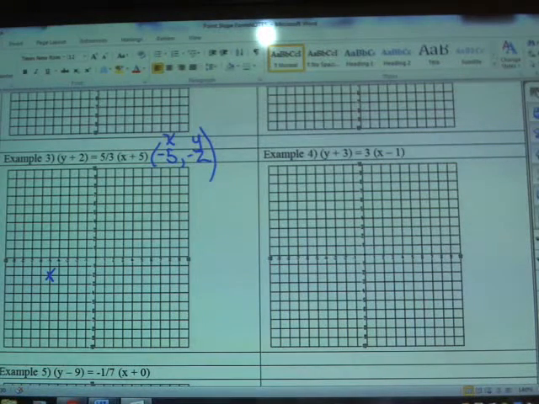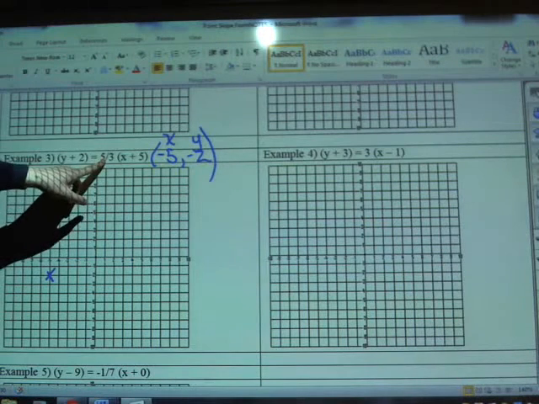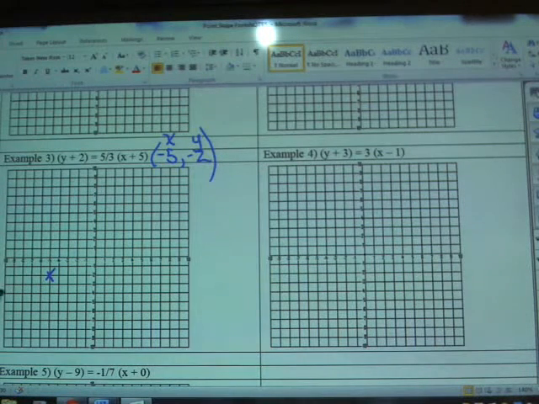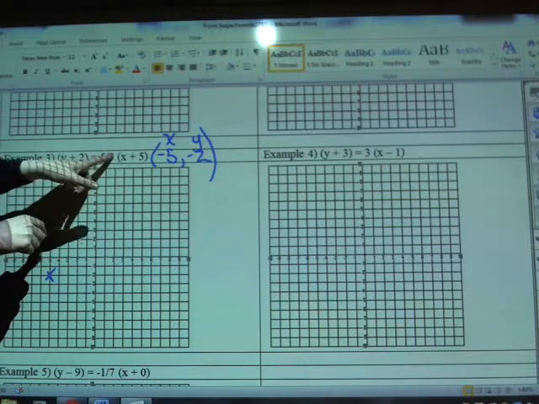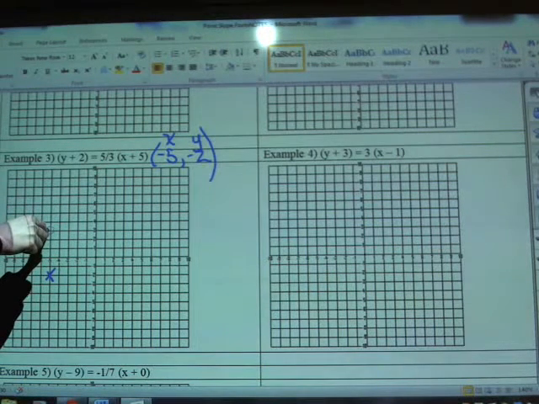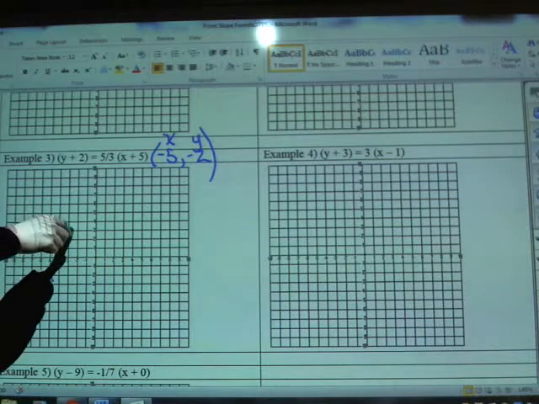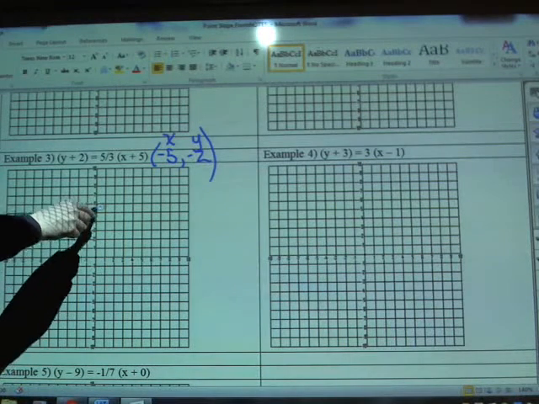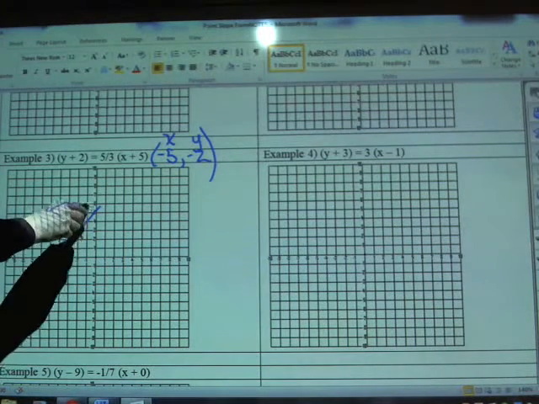Now I'm going to plot my slope. My slope is 5/3. A slope of 5/3 means I'm going to rise 5 units. So from this point in quadrant 3, I'm going to go 1, 2, 3, 4, 5 up. And then the run is 3, so I'm going to go 3 units to the right: 1, 2, 3. I plot my other point, and I connect.